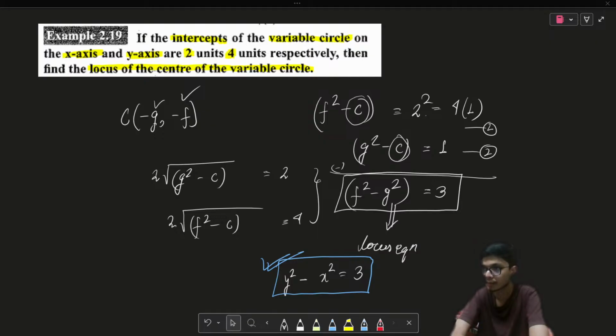See, for asking doubts, you have to be regular in the lecture and be present in the lecture from the beginning, right?